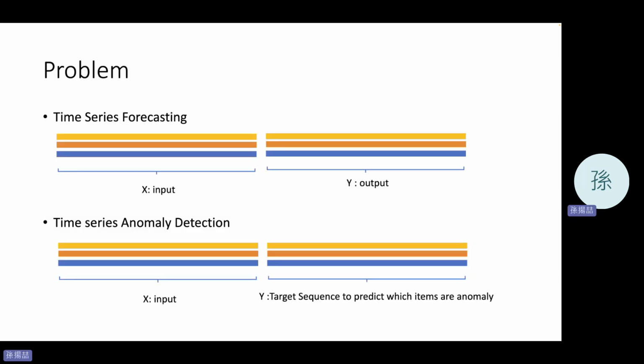In this paper, there are two main problems. The first one is time series forecasting. What it does is, given an input X, we want to predict the output Y in future timestamps. Another one is time series anomaly detection. Its goal is to analyze the anomalies in the data items in the time series data.